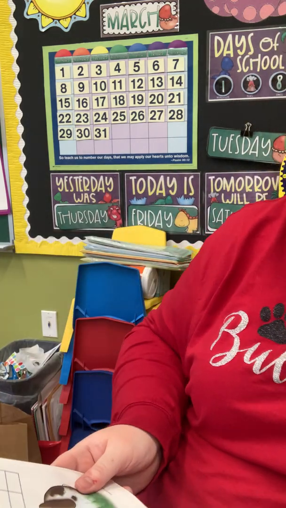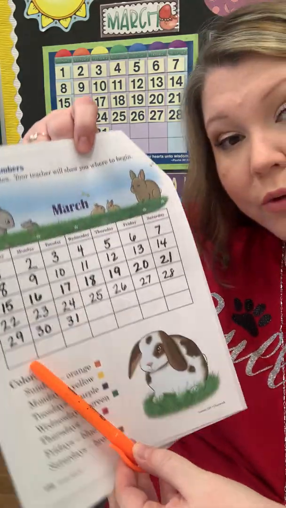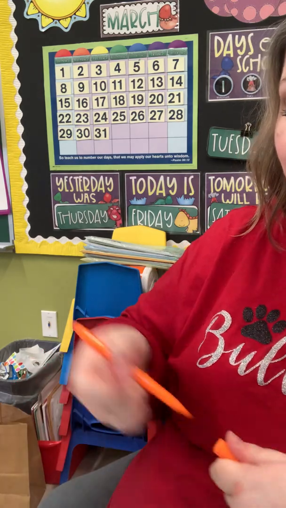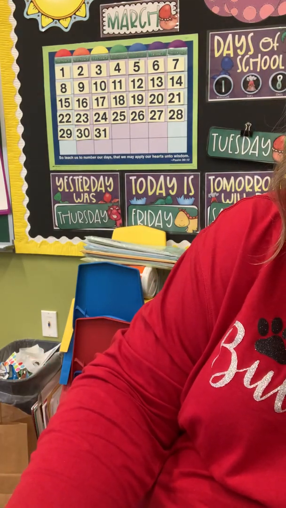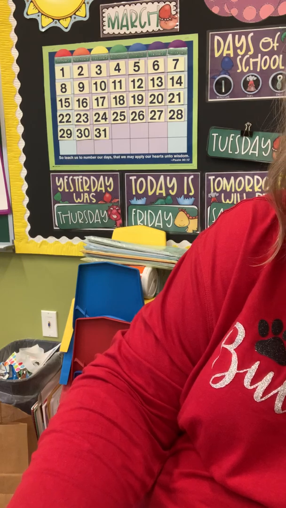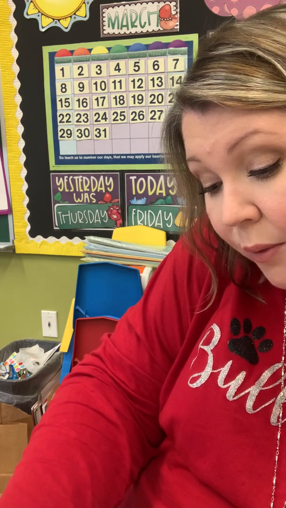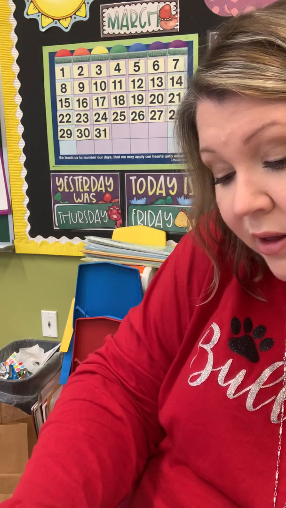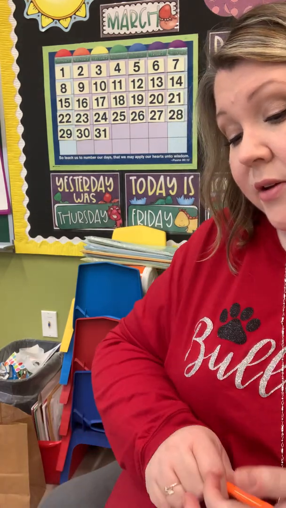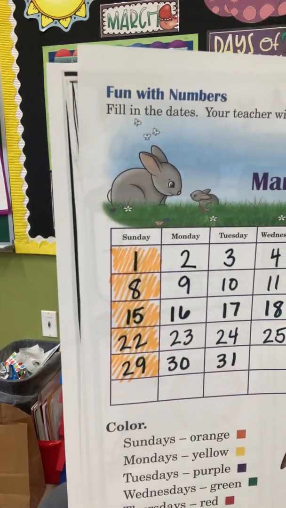Let me see if I can find my orange. I have a great orange, a really bright orange that I'm gonna use. I'm gonna show you how to color it. Now remember, Mrs. Derry doesn't always color as good as you do. I want you to color your best. I'm coloring quickly, just so I can show it to you and you don't have to wait. But when you color this, I want you to make sure your orange colors every box and there's no white left in it. All of the Sundays are orange.